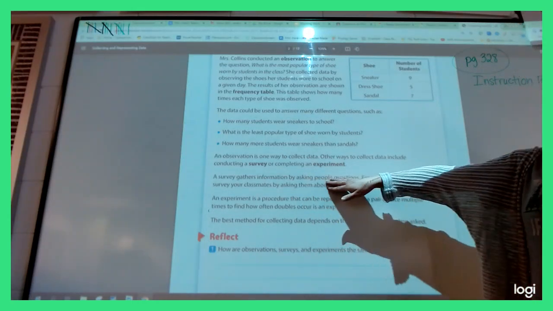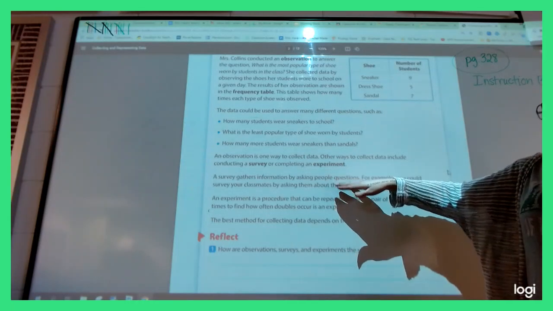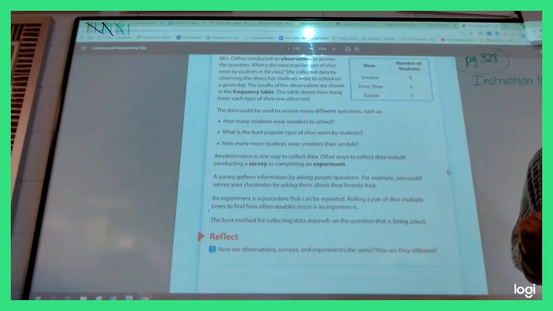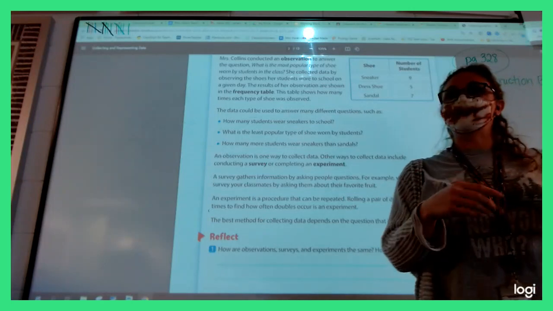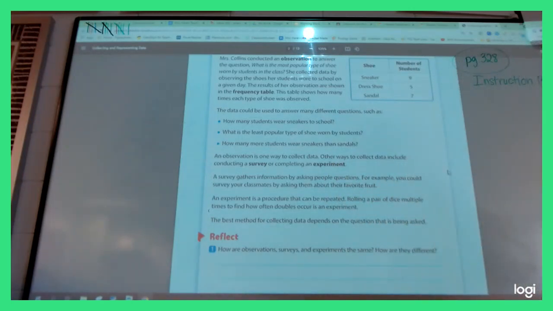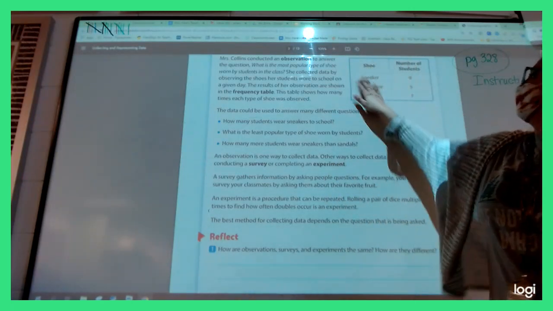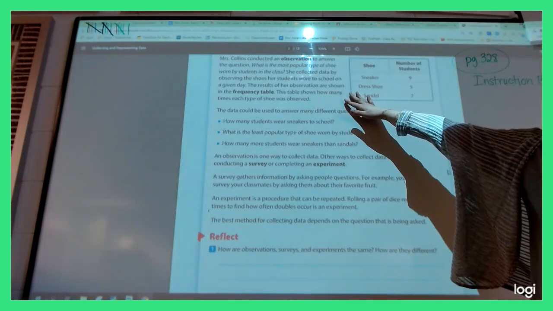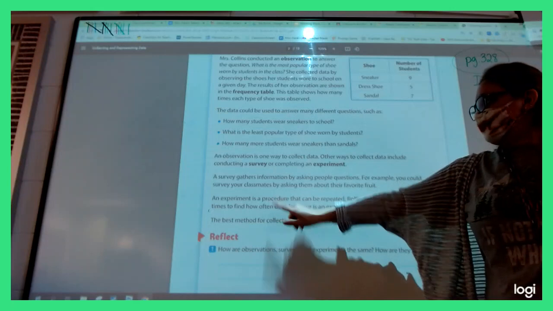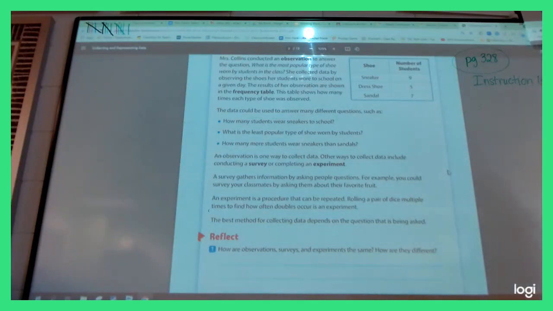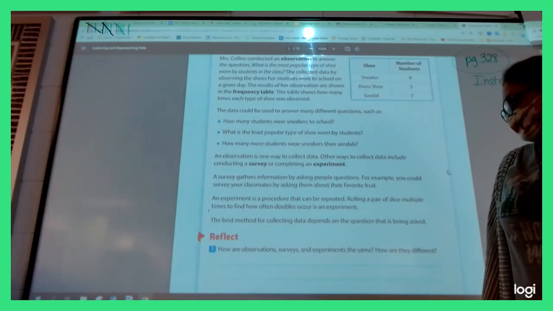A survey gathers information by asking people questions. For example, you could survey your classmates by asking them about their favorite fruit. So I could give a little survey card to all of you that had 5 fruits listed, and I could pass it out, and everyone could pick one. And then could I make a table like this about which fruits you all like and make a graph? Yes. An experiment is a procedure that can be repeated. So that's a little different. We're not going to worry about doing experiments.